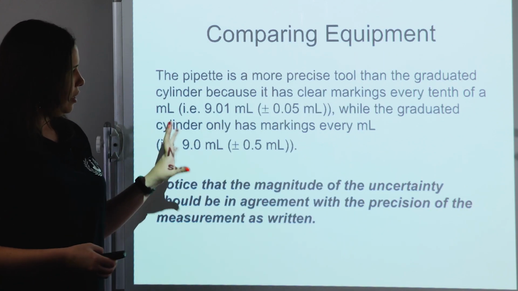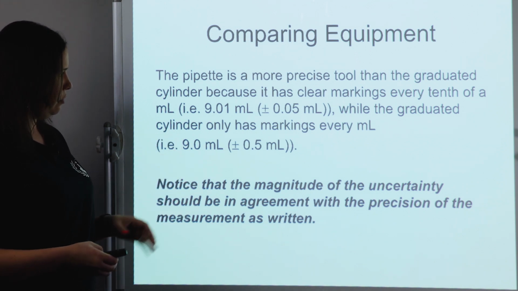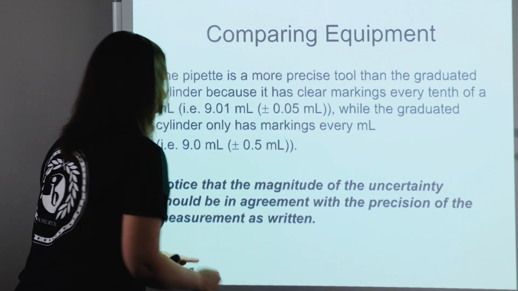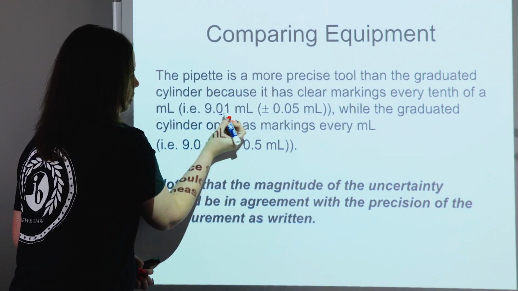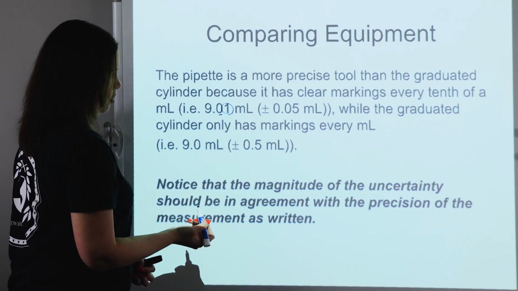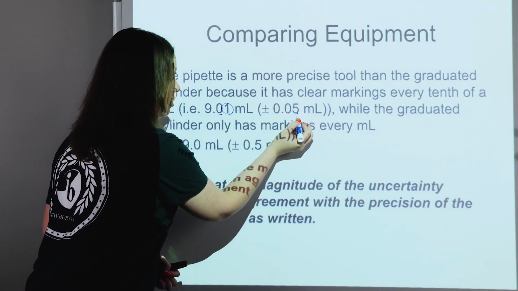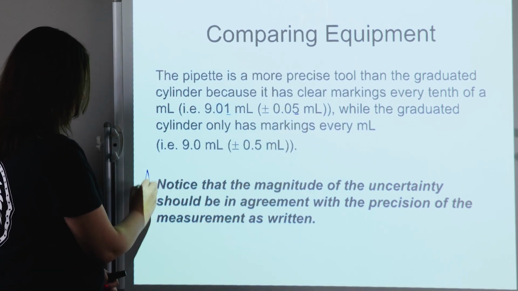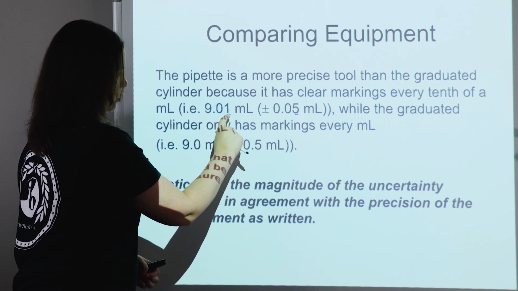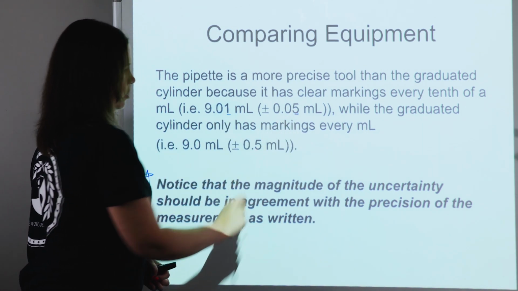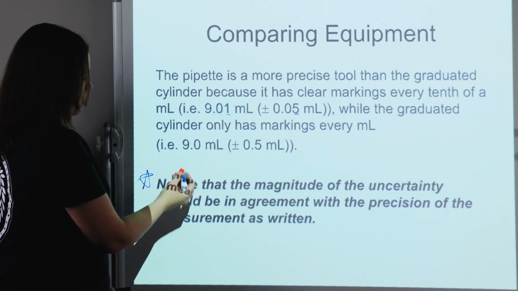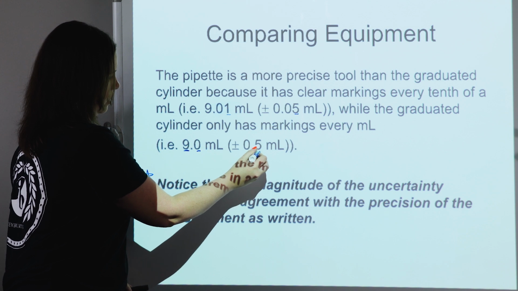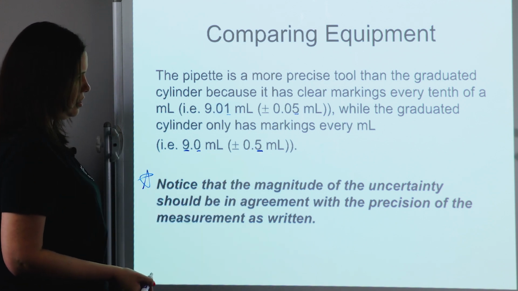So looking at the pipette, a more quantitative approach, just so you can see how this looks. If the pipette has markings to the tenths place, then we can estimate that last digit. And the uncertainty would have a matching number of decimal places here. So this is what I'm trying to point out. The magnitude, or the place value, of the uncertainty should match. Whereas if the graduated cylinder only had ones place markings, we can only estimate to the tenths place, and the uncertainty would also have a value to the tenths place.